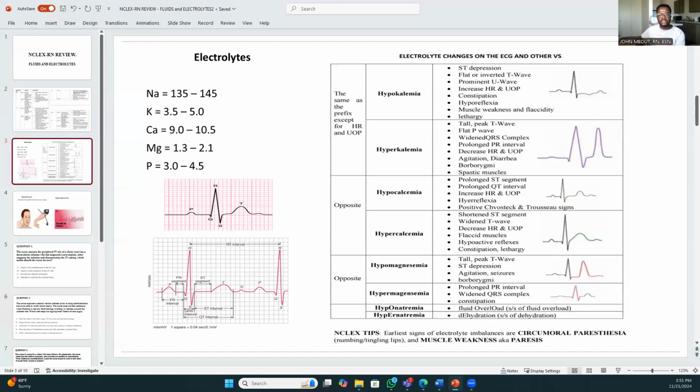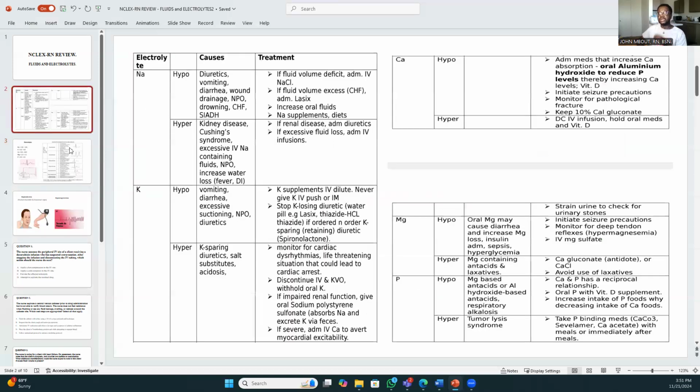What I want you to pay more attention to is, let's look at this slide once more. Let's go to potassium. When we have less potassium, meaning less than 3.5, we have hypokalemia, right? And we've seen the causes. It could be vomiting, right? Diarrhea, excessive suctioning, like somebody who is on tracheostomy. Maybe also diuretics can help to over-excrete sodium and potassium.